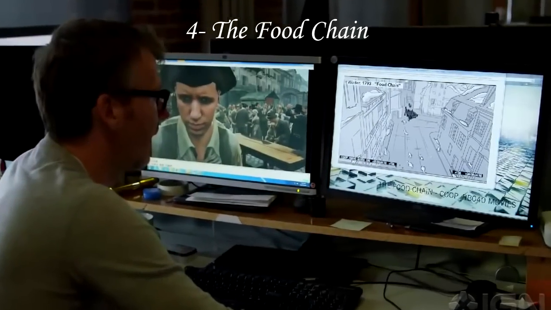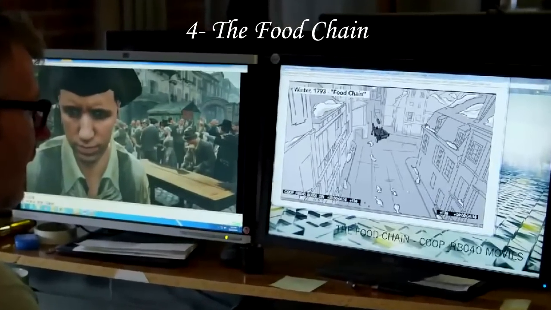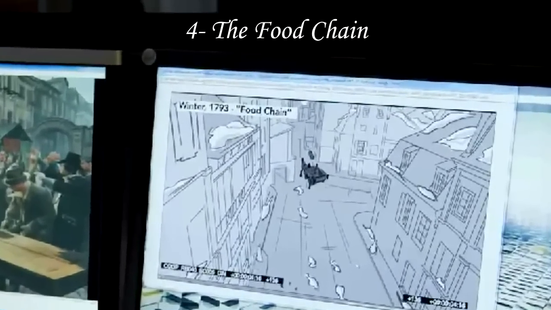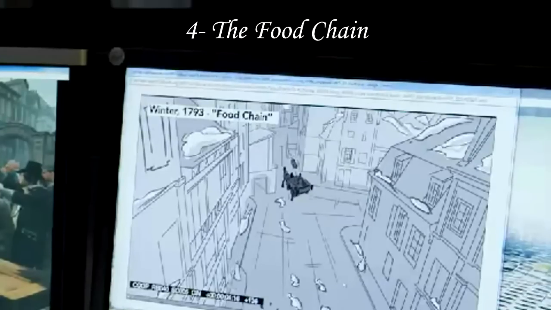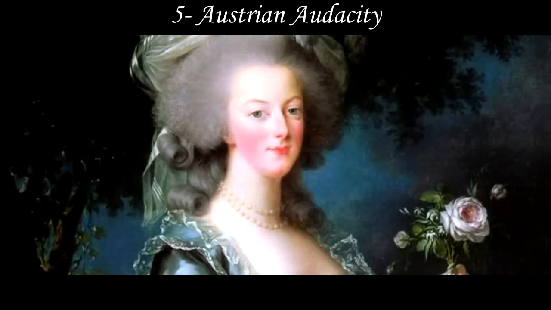The Food Chain, this mission will be set in the winter of 1793, and it could be about the starvation in Paris during the period of terror. Austrian Audacity, and if it is indeed about Austria, we'll talk more about Marie Antoinette, which is King Louis XVI's wife, and it may be about her execution in 1793.